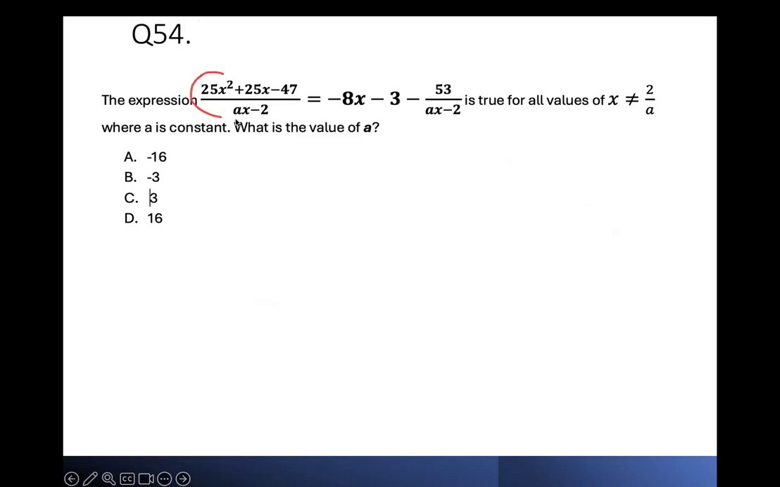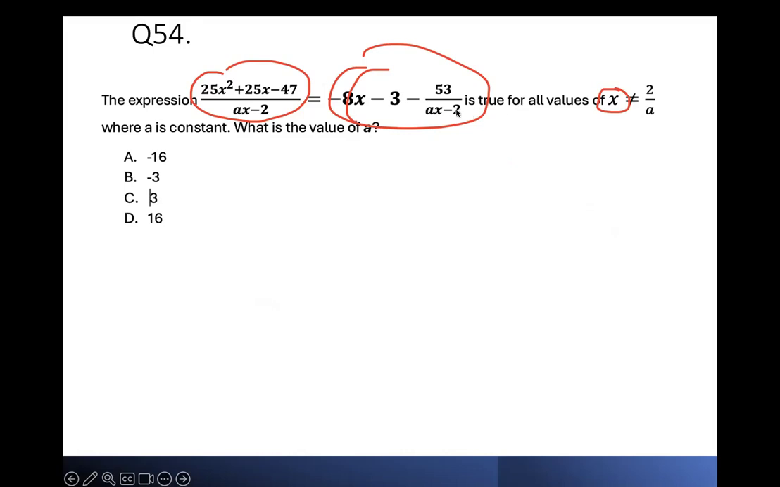I have this, and they're telling me it is equal to this. Oh, but this is not regular like that. Why can't I make it ax minus 2 all over here? That's your job. Now, if you do that, you solve the equation. And that's why they tell you x is not equal to what? 2 over a. Otherwise, you get a 0.